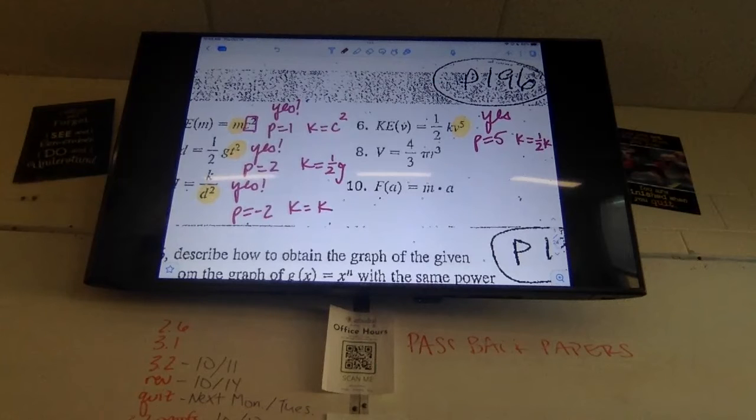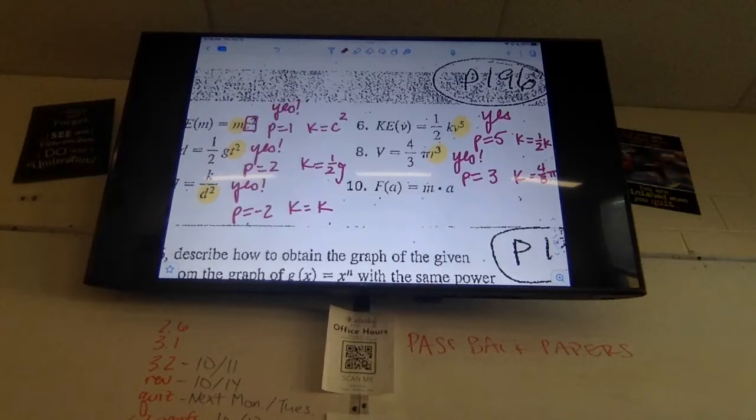What's my variable with the exponent? R. Good, so is that a power function? Yeah. R has the power of what? Good, and what's my constant? 4/3 pi, very good.